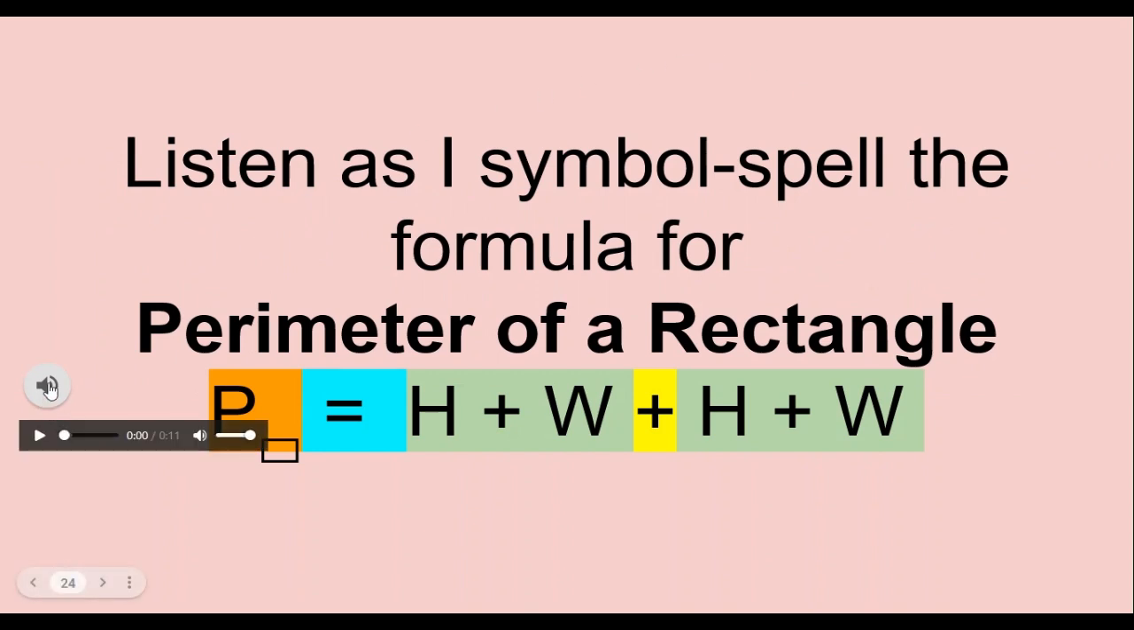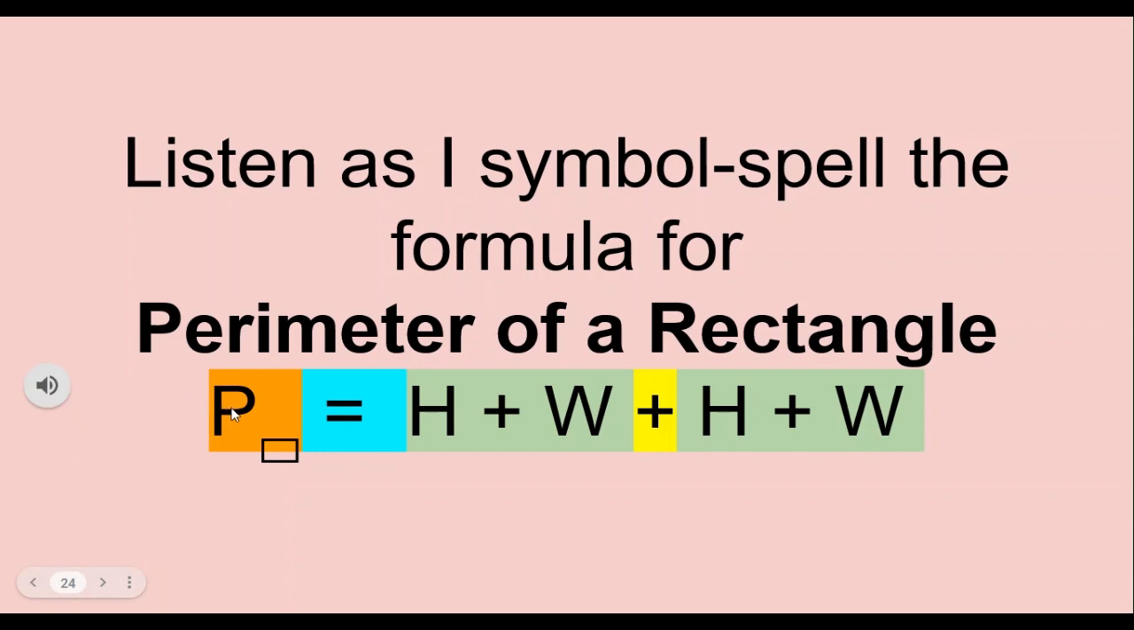Go ahead and listen as I symbol spell the formula for perimeter of a rectangle. Capital P with a little rectangle next to it, equal sign, capital H plus capital W plus capital H plus capital W.